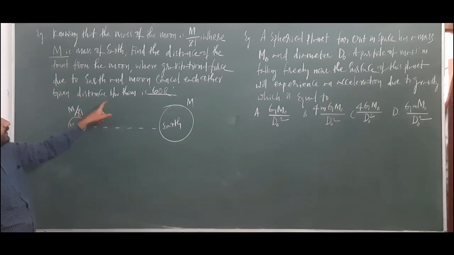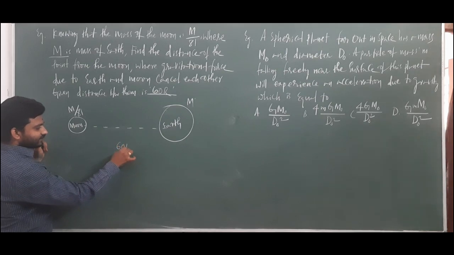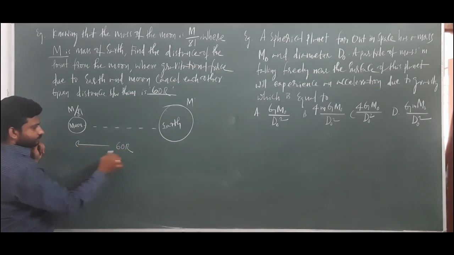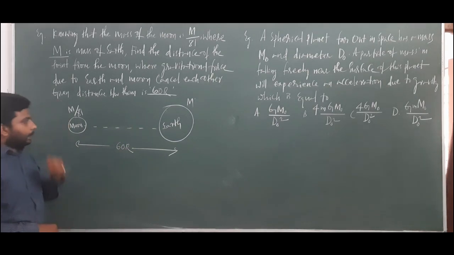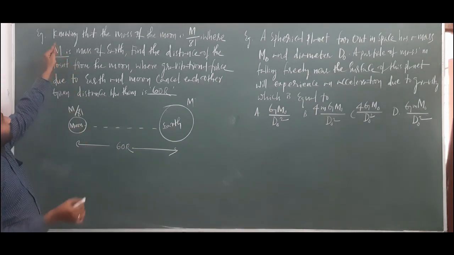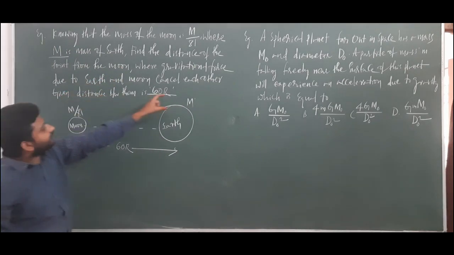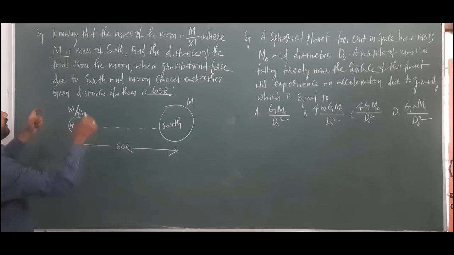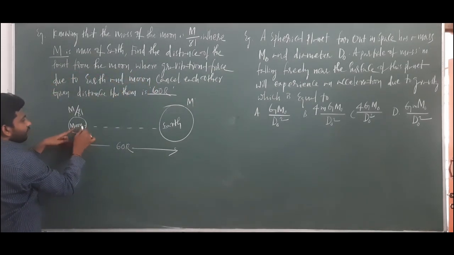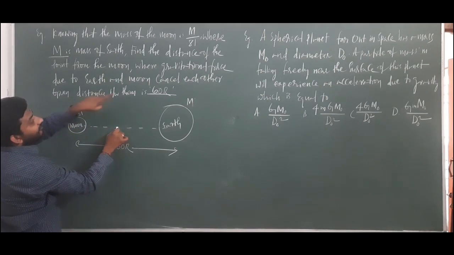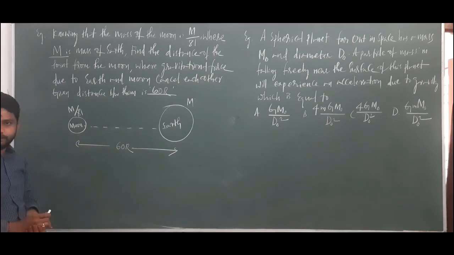Now, given the distance between them is 60 times r, so this is 60r. Knowing that the mass of the moon is M by 81 and mass of the earth is M, find the distance of the point from the moon. From the moon, we need to find a distance where the gravitational force between these two will cancel each other.